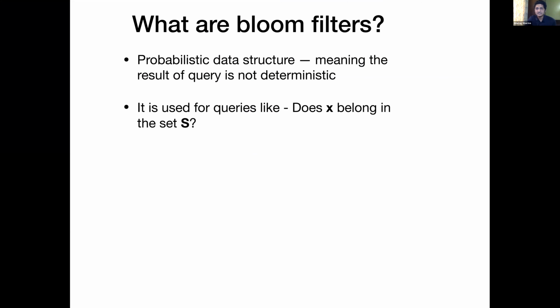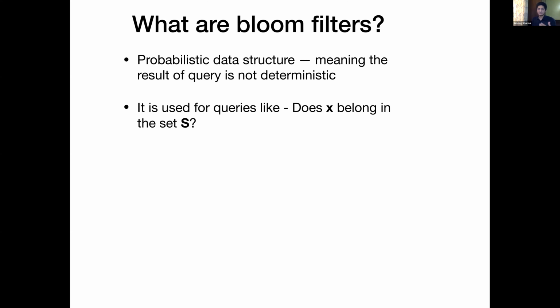A Bloom filter is essentially a probabilistic data structure, which means that the result of your query using this filter is not deterministic. For each query, you cannot say whether it's correct or not. We'll see. And for what kind of queries is it used? It's used for queries like, does X belong in set S? It gives you a yes or no. In some cases, you can trust that answer. In other cases, you cannot.